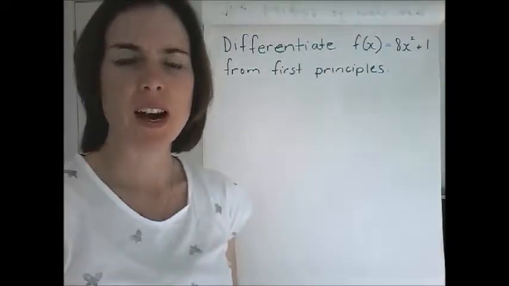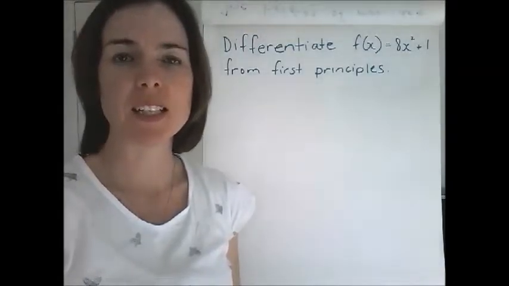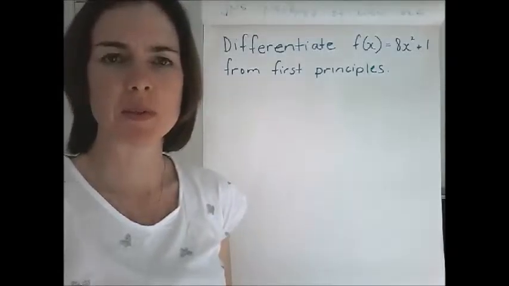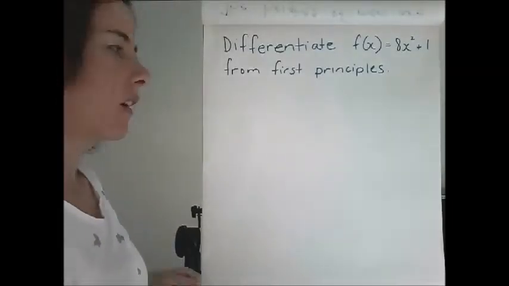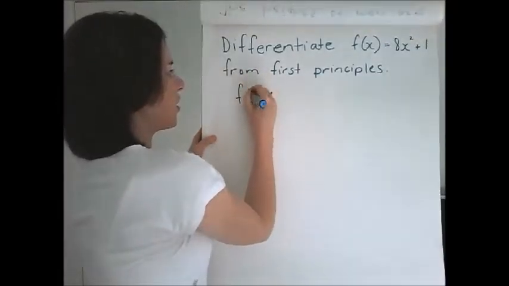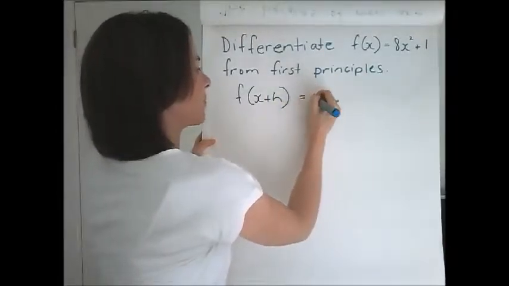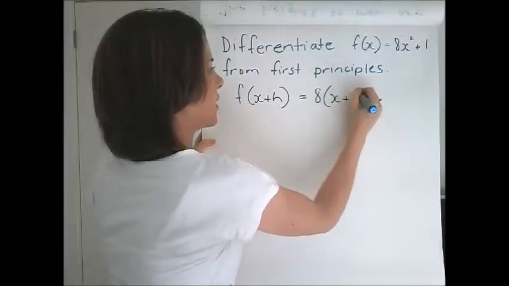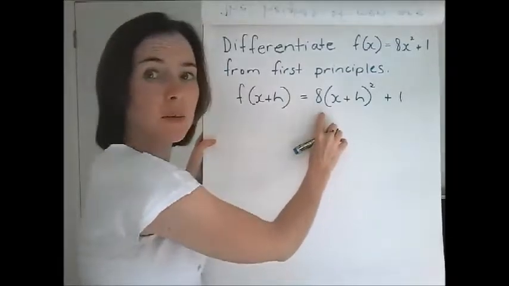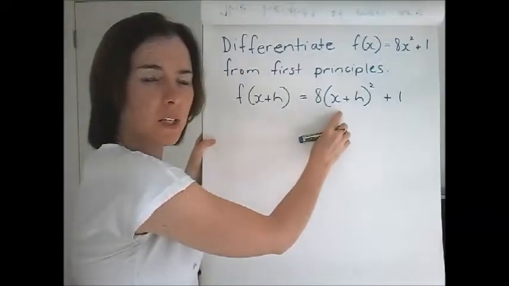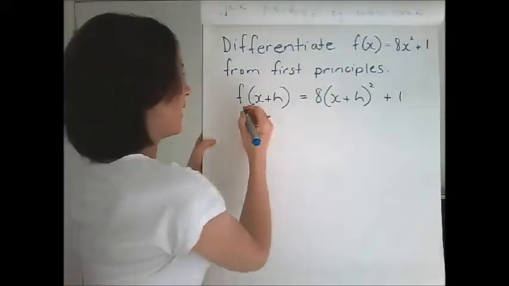So today we are starting on differentiation, and the first example I'd like to show you is differentiating from first principles. There's an example here, 8x squared plus 1. The first step I suggest you take is to work out f of x plus h. So sub in x plus h to replace the x. So 8x squared plus 1 becomes 8 by x plus h squared plus 1. And then we expand and simplify as much as we can.